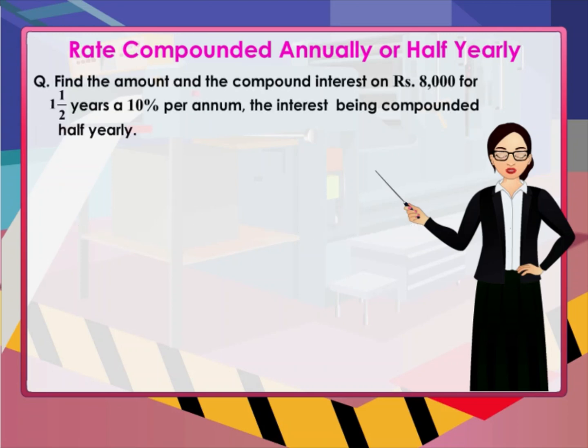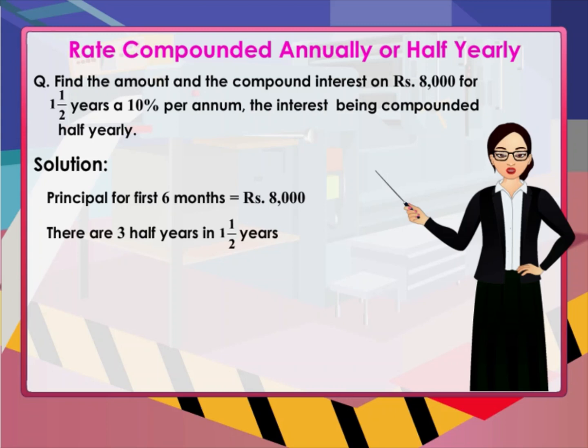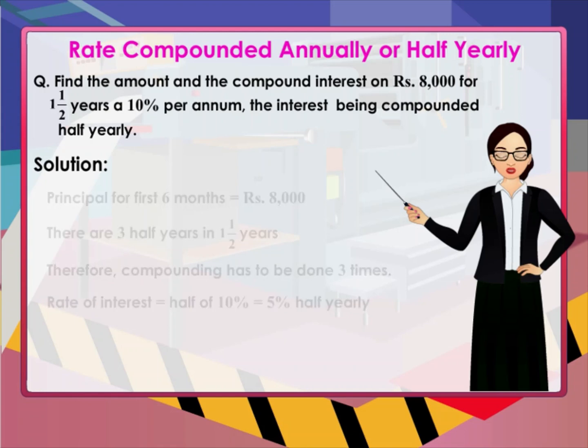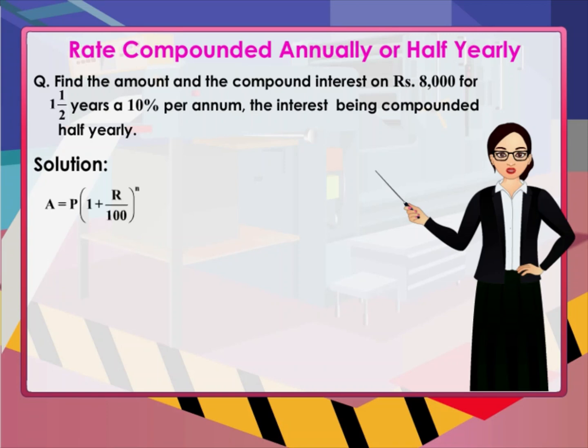Now consider the next example. Find the amount and compound interest on rupees 8,000 for 1.5 years at 10% per annum, the interest being compounded half-yearly. Principal for the first 6 months is equal to rupees 8,000. There are 3 half years in 1.5 years. Therefore, compounding has to be done 3 times. Rate of interest is equal to half of 10%, which is 5% half-yearly. A is equal to P into 1 plus R by 100, the whole power N, which is equal to rupees 8,000 into 1 plus 5 by 100, the whole power 3.